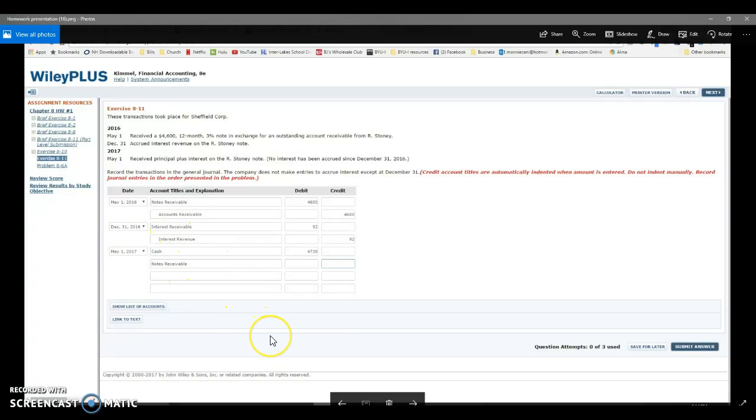Because it's being paid in full, we need to get that off of our books, that it is no longer owed to us. So we're going to credit notes receivable for the $4,600 because that's the face value. You always use the face value for notes receivable.